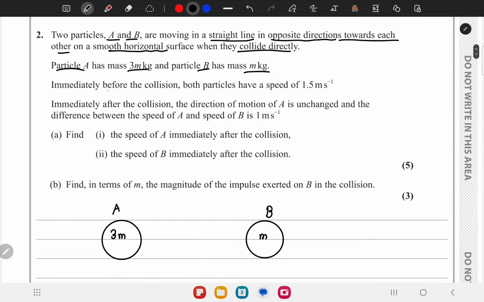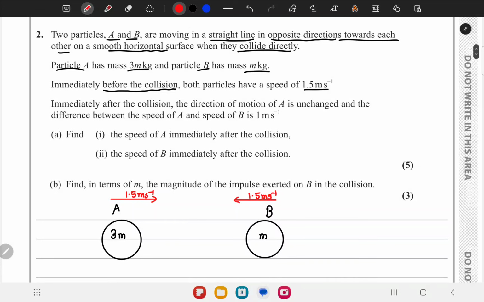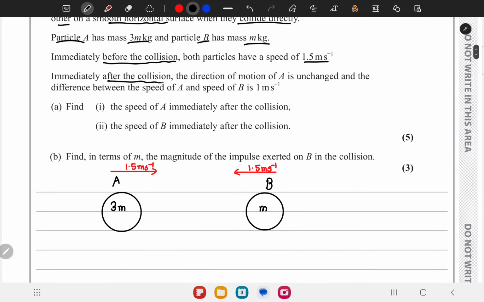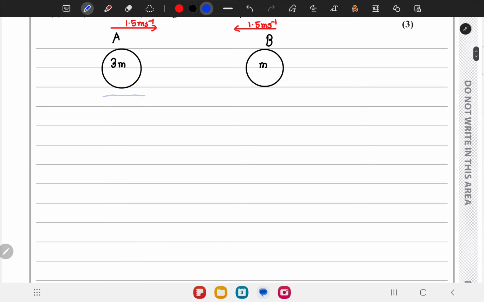Now we are told that before the collision, both particles have a speed of 1.5 meters per second and they are moving toward each other. We know that from beforehand. So this is 1.5 meters per second, and this is 1.5 meters per second. Now we are told that after the collision, the direction of motion of A is unchanged. So A still moves rightwards.